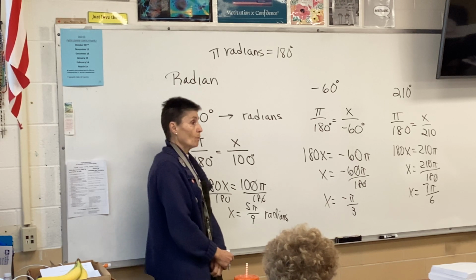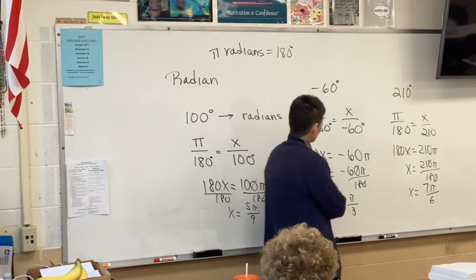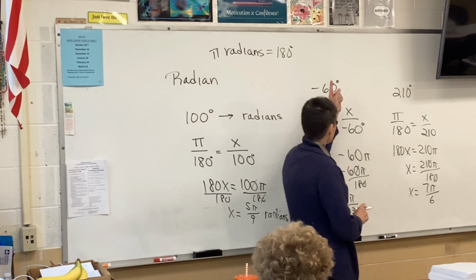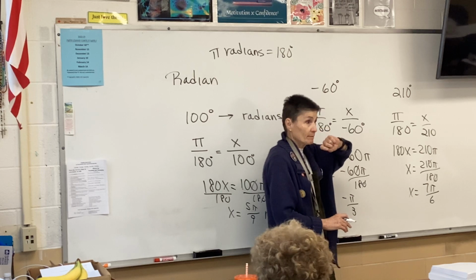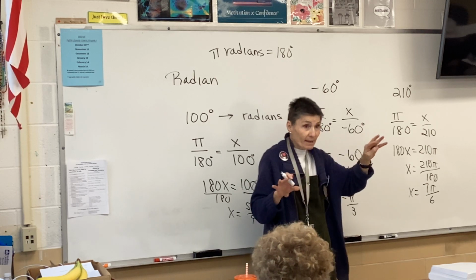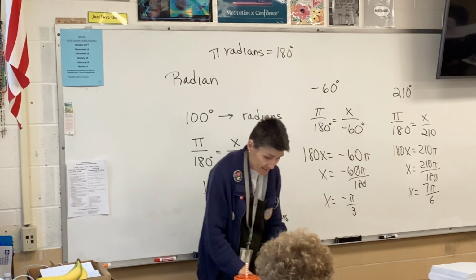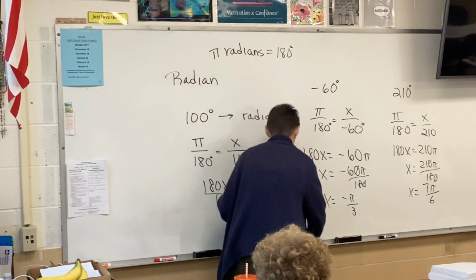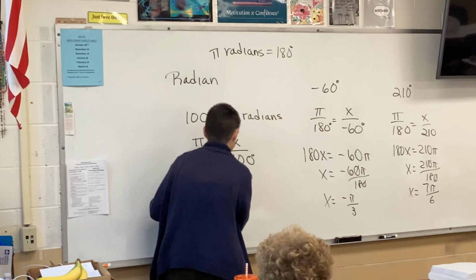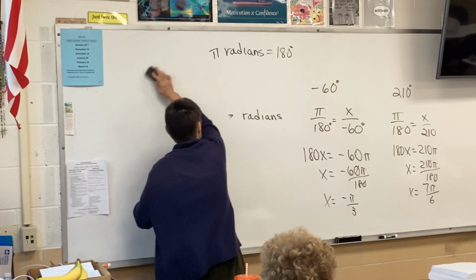Okay. So what did we just do? We just did 3 examples of changing a degree measure into a radian. All right, everybody got that? Okay, next, going the other way. We have radian measures, and we're going to change them into degrees.